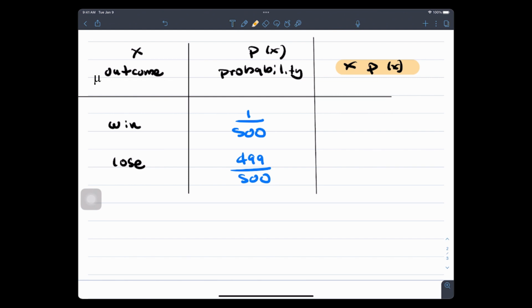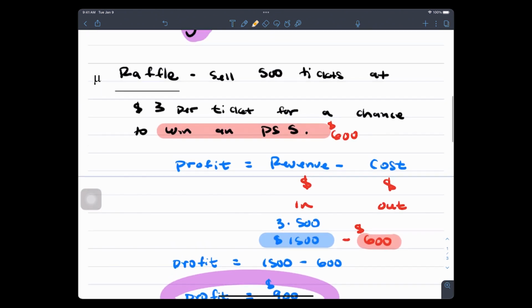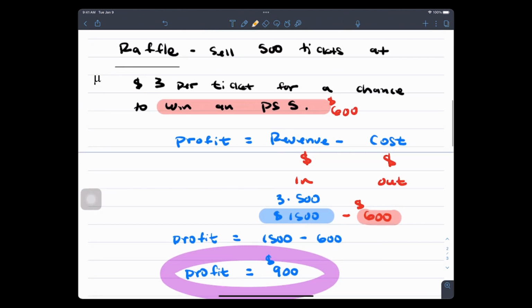We need numbers there. So go back over here, and this is how you find the numbers associated with winning and losing, okay? Because this is our X column. This is our probabilities. We got the probabilities. We just need to know the values of winning and losing. You go, what do you mean? How do you find values? Here's what you do. Go back to the cost. How much does it cost to play this game? $3.